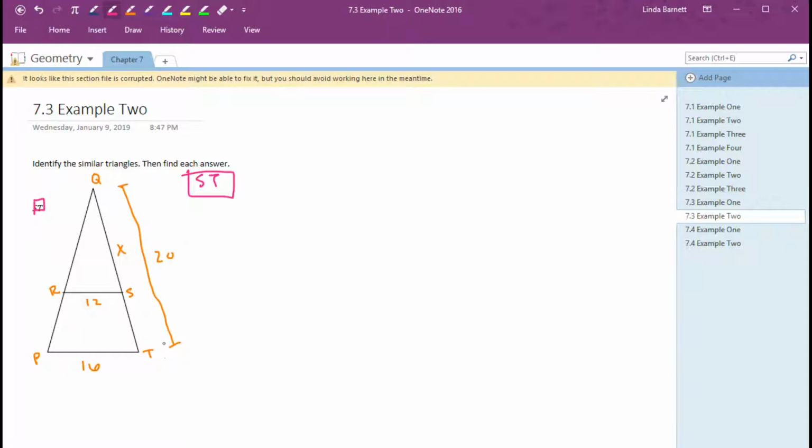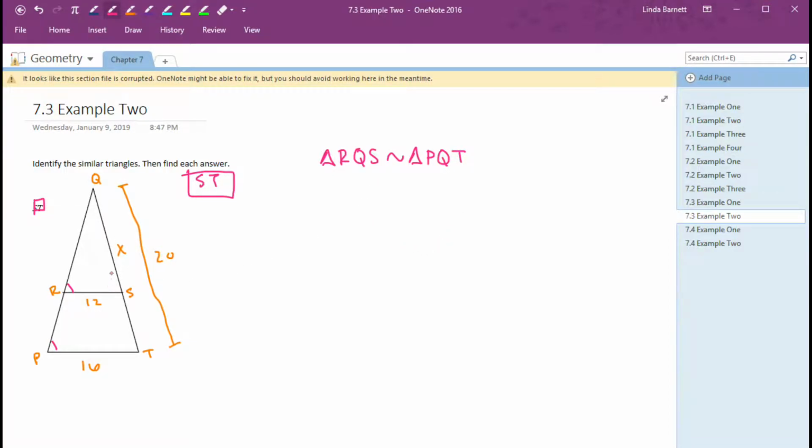We know that all of this distance is 20, and we know that QS is some distance x. But I do know the similar triangles, it says identify the similar triangles, so I'm going to assume that these two triangles are similar. So the two similar triangles are triangle RQS, and that one's going to be similar to triangle R is corresponding to P, so P has to be in the first spot. Q is going to be corresponding to itself, Q, and that final angle S is going to be corresponding to T. Sorry, not S, but T.